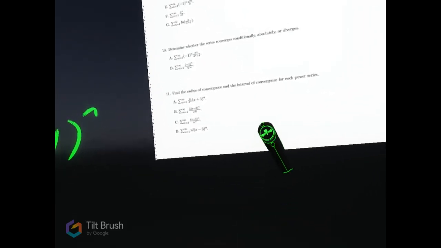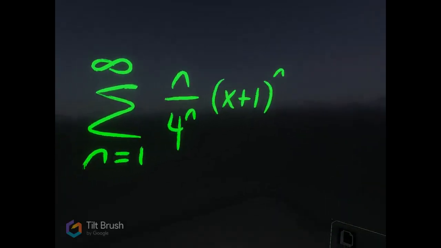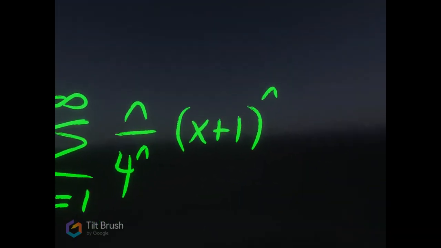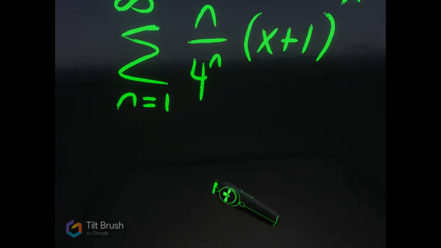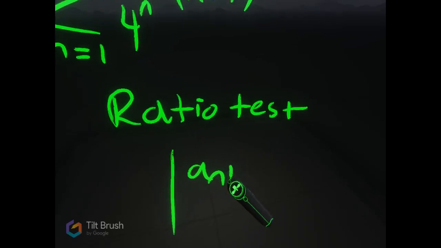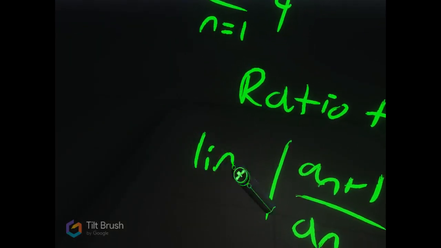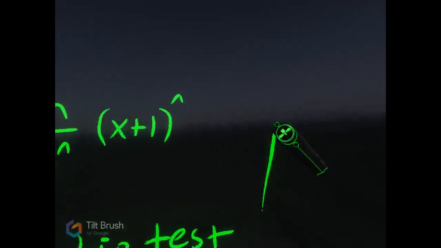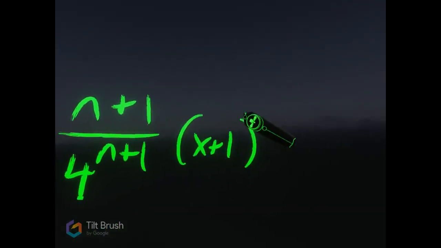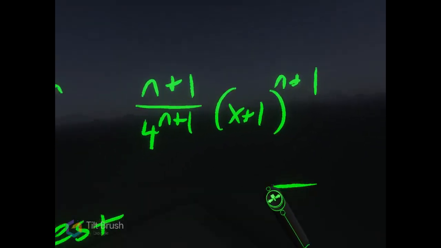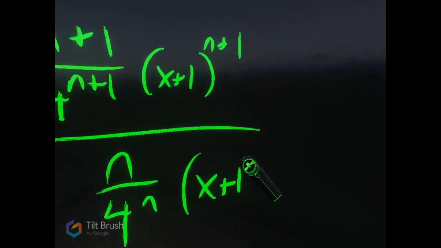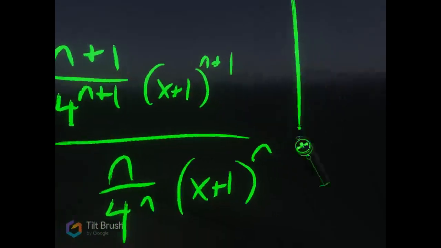Unless they say something. Okay, so find the radius of convergence and the interval of convergence for each power series. It's the same test, you do the ratio test. So we say the limit as n goes to infinity of the absolute value of (n plus 1) over 4^(n plus 1) times (x plus 1)^(n plus 1), divided by n over 4^n times (x plus 1)^n.